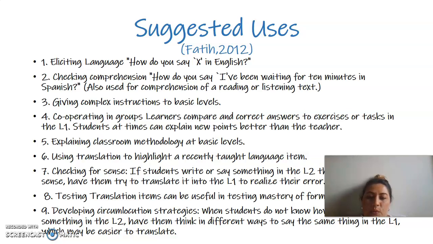Checking for sense. If students write or say something in the L2 that does not make sense, have them try to translate it into the L1 to realize their error. Number eight, testing translation items can be useful in testing mastery of forms and meanings. And number nine, developing circumlocution strategies. When students do not know how to say something in the L2, have them think in different ways to say the same thing in the L1, which may be easier to translate.